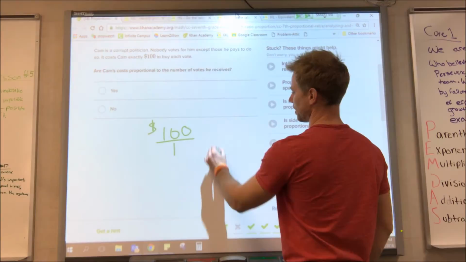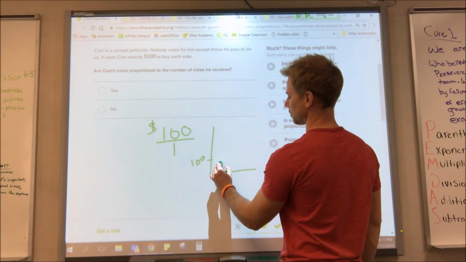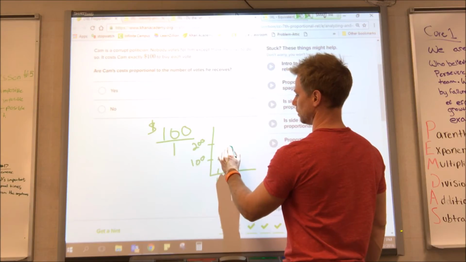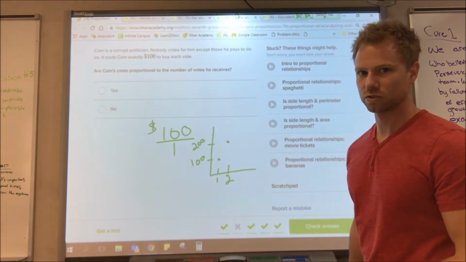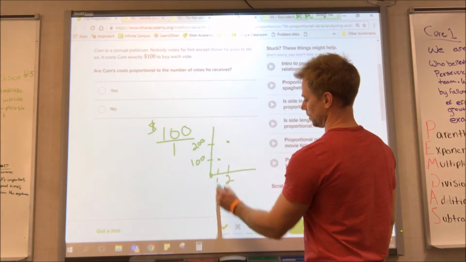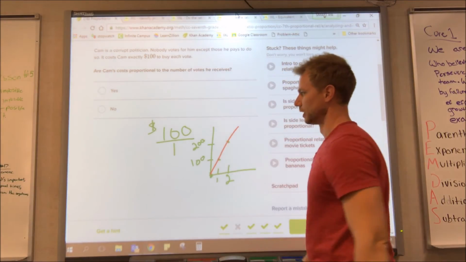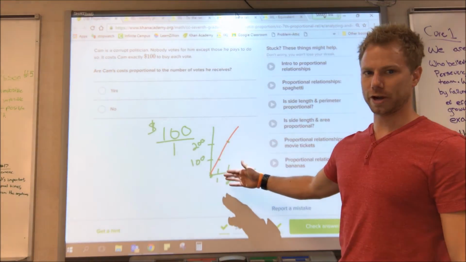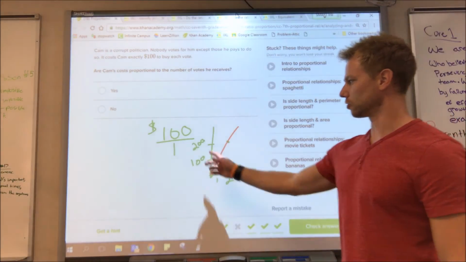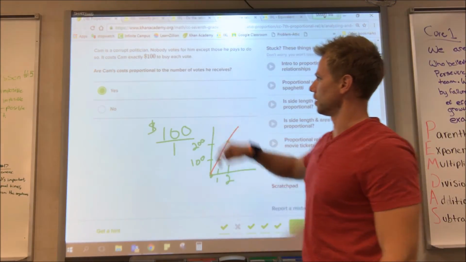So if we were to graph that, one ticket would be $100. So there'd be a point there. 2 tickets would be $200. A point there. 0 tickets would be $0. So that would go through the origin right there. And then we could connect those points and it would make a straight line. So because the information, when graphed, makes a straight line through the origin, it's going to be proportional. And also, since we can think of it as a unit rate, it's going to be proportional. So we would say yes.